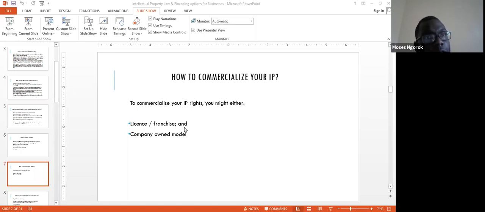Yeah. So if you're thinking to license your intellectual property, all these things should be contracts. Then the other way to commercialize your intellectual property is actually to own it as a company, own it yourself, and then use it yourself. You don't need to license it.